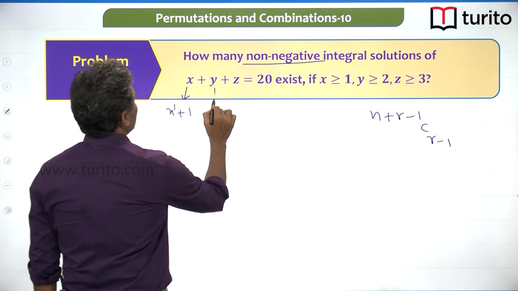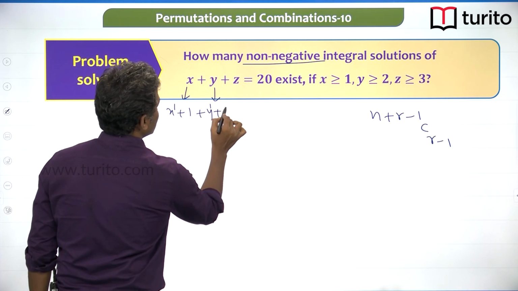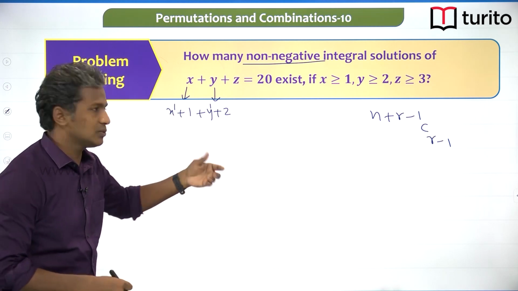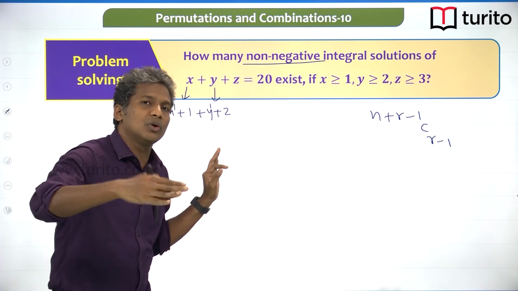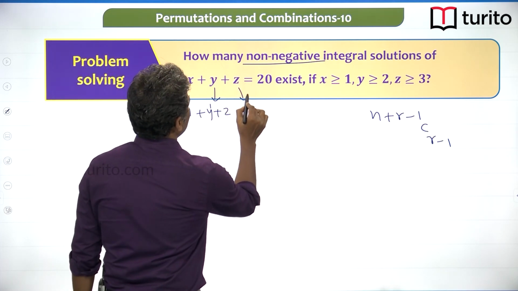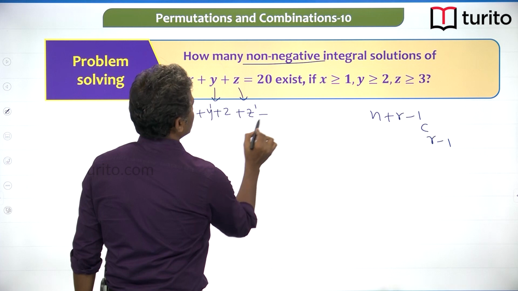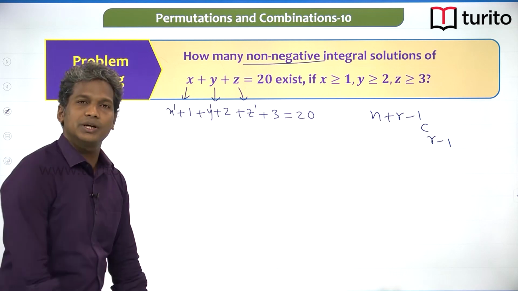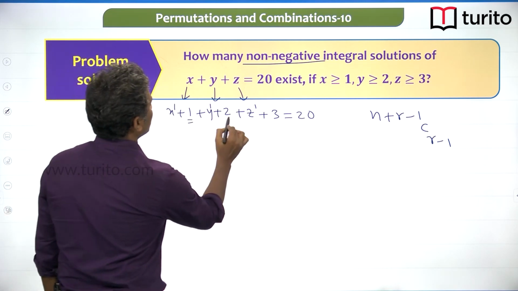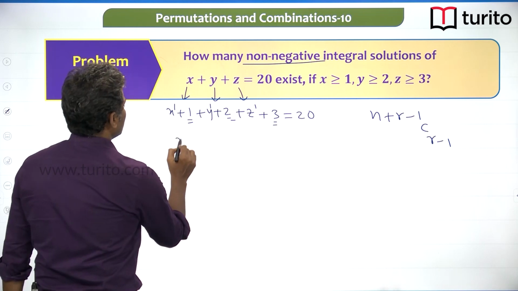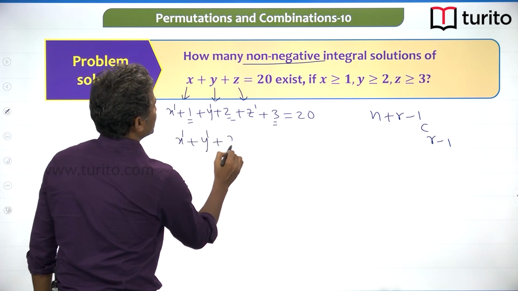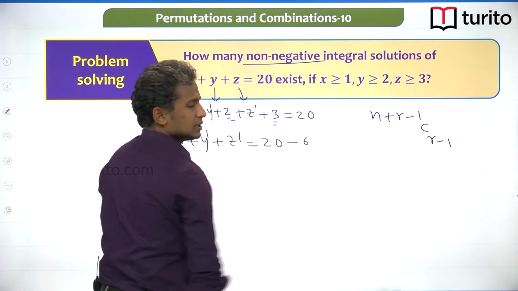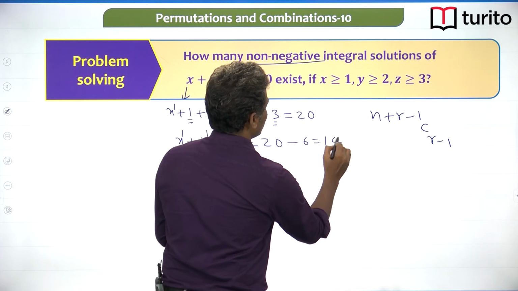Similarly, for y I am going to write y dash plus 2. So, when y dash is 0, y becomes 2. That way I am allowing y dash to be non-negative. Similarly, for z I will write z dash plus 3, and this summation should be equal to 20. Now, take these three numbers to the RHS. So, it becomes x dash plus y dash plus z dash is equal to 20 minus (1 plus 2 plus 3, which is 6). So, that means this is 14.